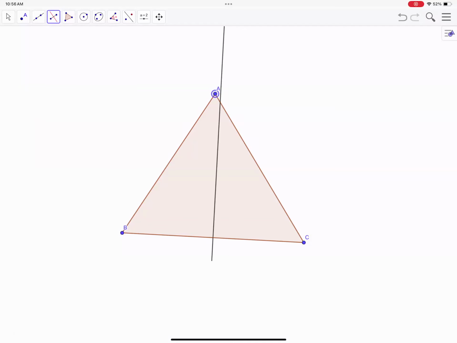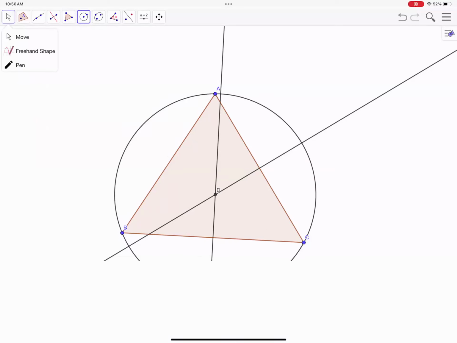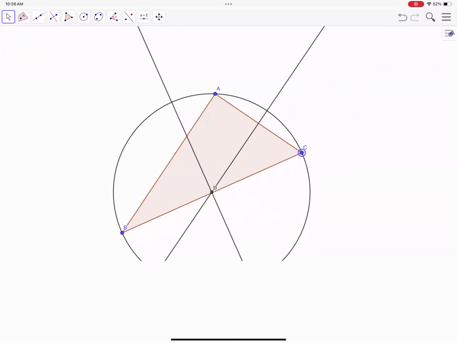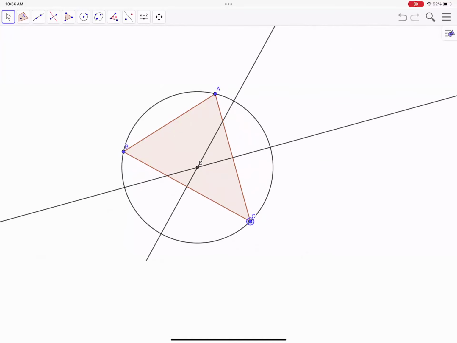We have a triangle, and we would like to locate the circumcenter of the triangle. Let's draw the perpendicular bisectors for side BC and side AC. The third one is also passing through the same point. The perpendicular bisectors are concurrent, and that point is D. We can draw a circle now from D to B. Observe that it is passing through the corners of the triangle. And if I change the triangle, the circle is always passing through the corners of the triangle.